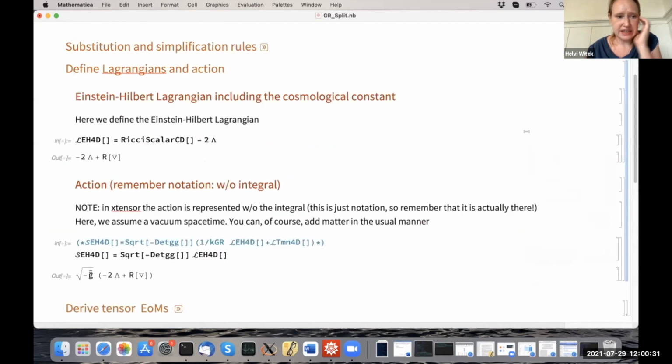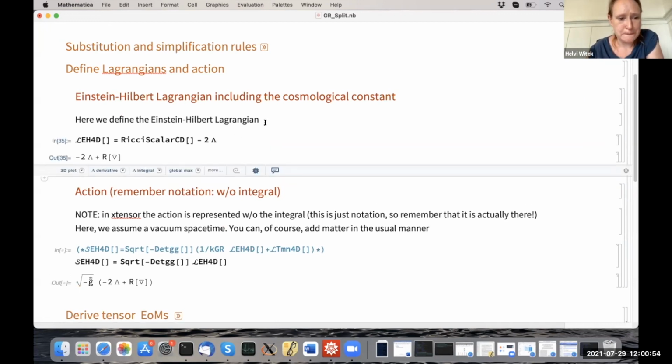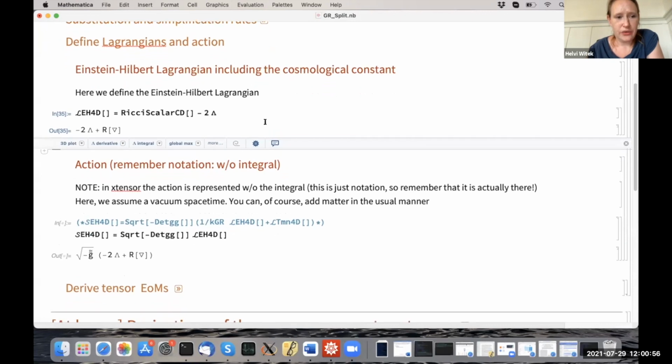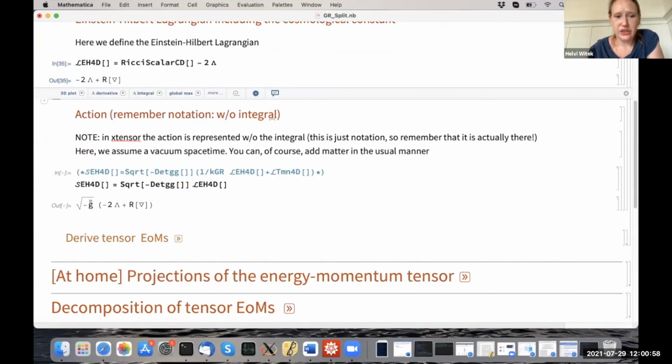Then we next define our Lagrangian for the Einstein-Hilbert action in 4 dimensions with a cosmological constant. So here we have our Ricci scalar. The CD here indicates that this is a Ricci scalar constructed from the 4 metric. And then we have defined before our cosmological constant. Then we can define the action.